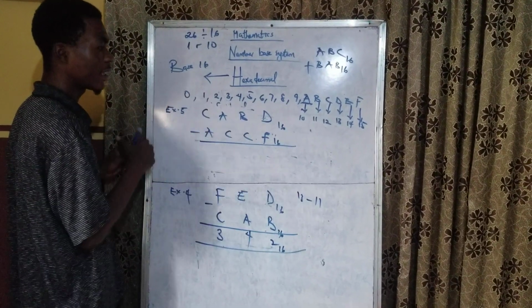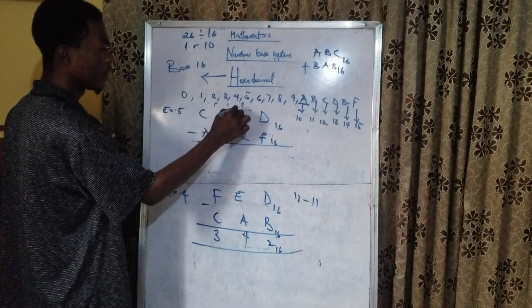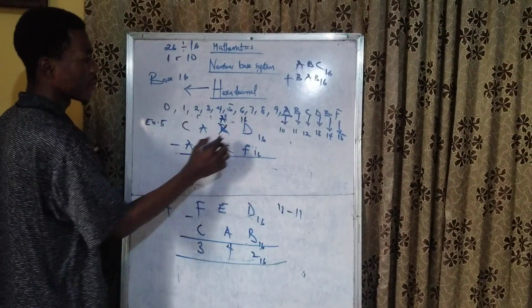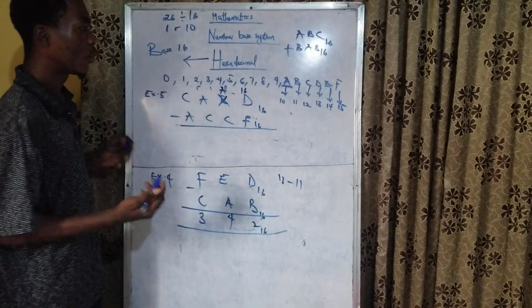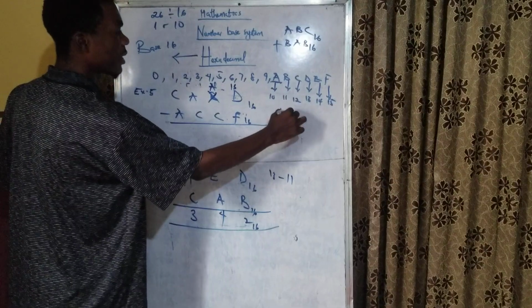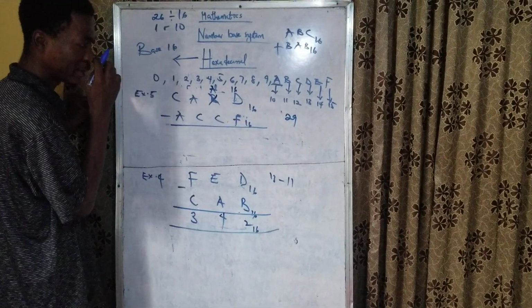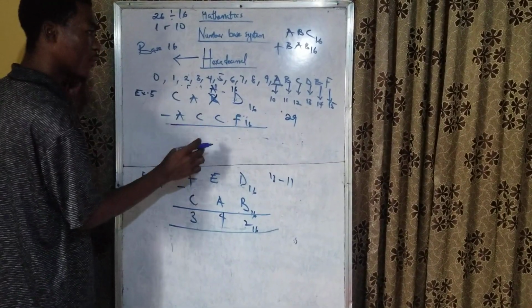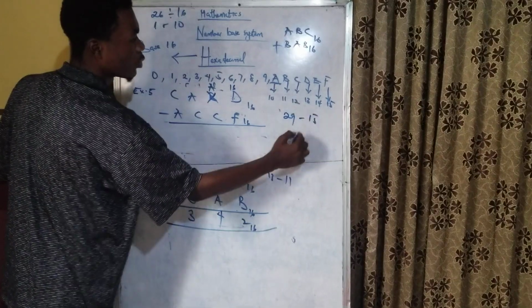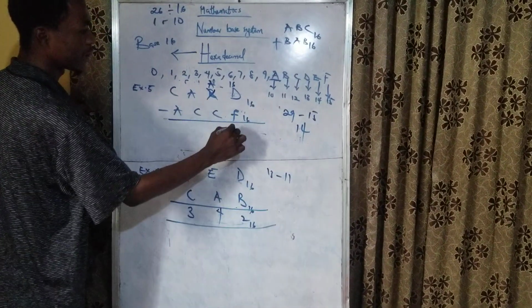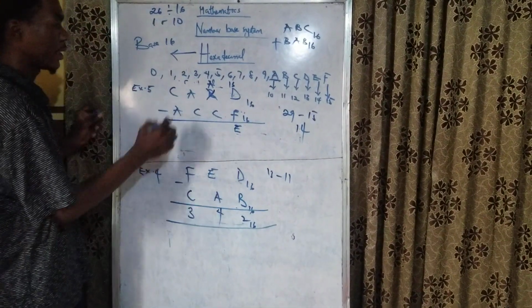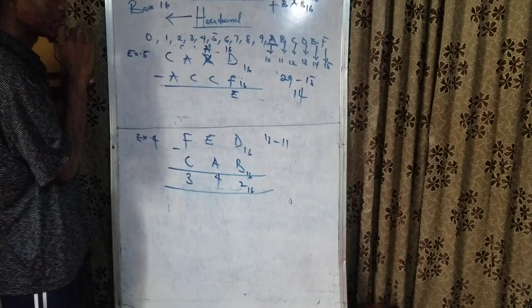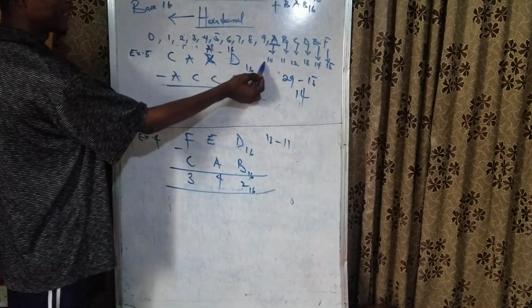So D, which is 13, minus F, which is 15, it cannot subtract. It won't go. So the next thing is I borrow from this, it changes to A, and here will be a base of 16. So 16 plus 13, what am I going to have? I'll be having 29. 29 minus 15. What am I going to have? I'll be having 14. And what's my 14? Yes, E. Then A minus C. That's 10 minus 12.